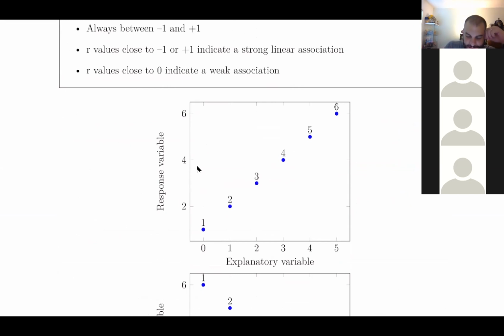If I were to draw a line through these points, pretty much this line goes through every single point. So this is when R is equal to 1.